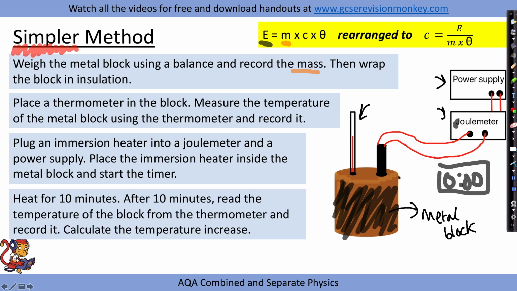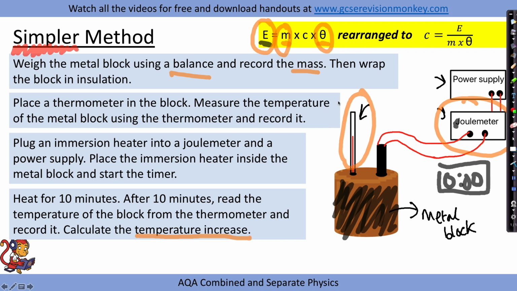Next, we heat it for 10 minutes, and after 10 minutes we read the temperature from the thermometer and record it. And we use this then to calculate the temperature increase. Temperature after minus temperature before gives us the temperature increase. So now we have 3 values which we can use to calculate the specific heat capacity. We've got the energy that we've got from the joule meter, we've got the mass which we've recorded on the balance, and we have our temperature change which we've recorded using the thermometer.